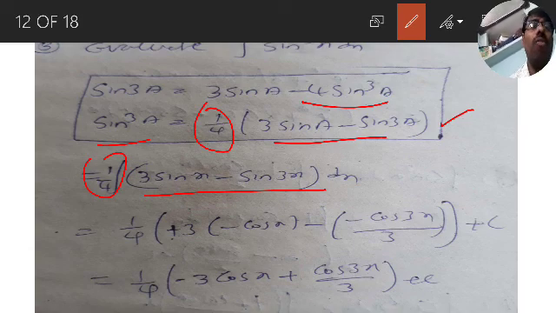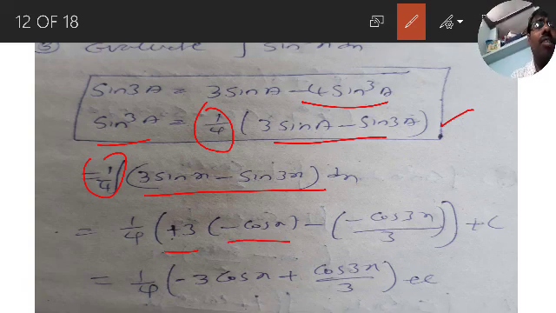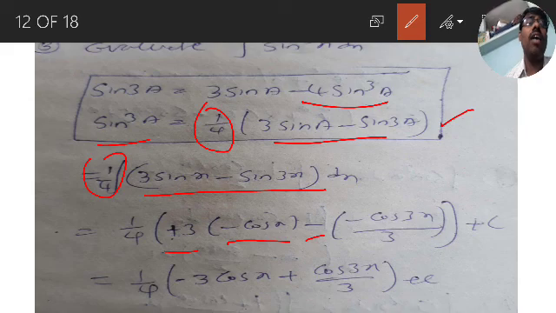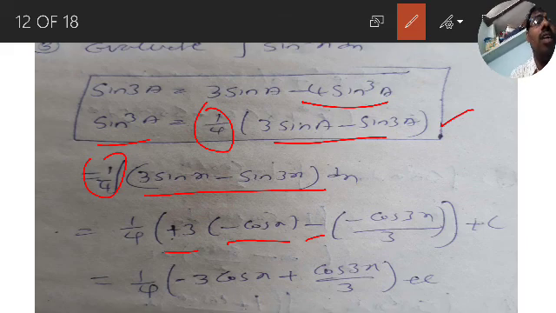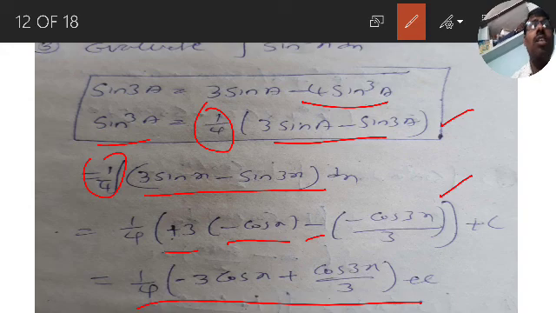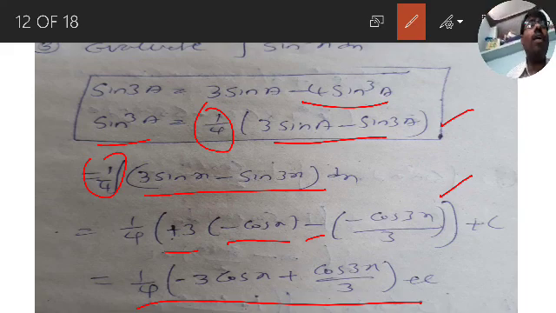Okay, 1 by 4, 3 into integration of sine x, which is minus cos x. Minus of integration of sine 3x: integration of sine ax is minus 1 by a into cos ax, that is minus cos 3x by 3. So the final answer is 1 by 4 into minus 3 cos x plus cos 3x by 3. Are you getting, guys?